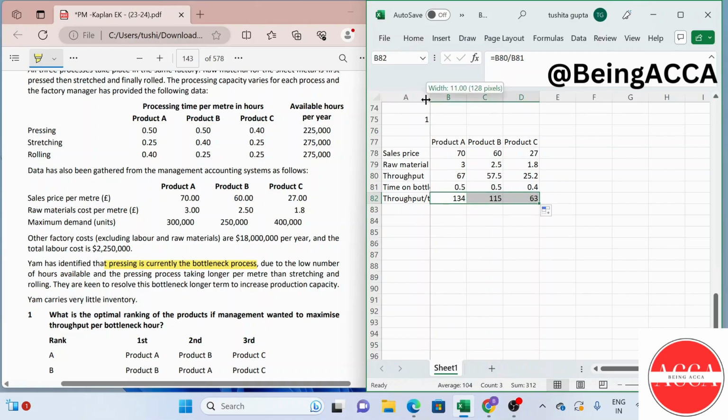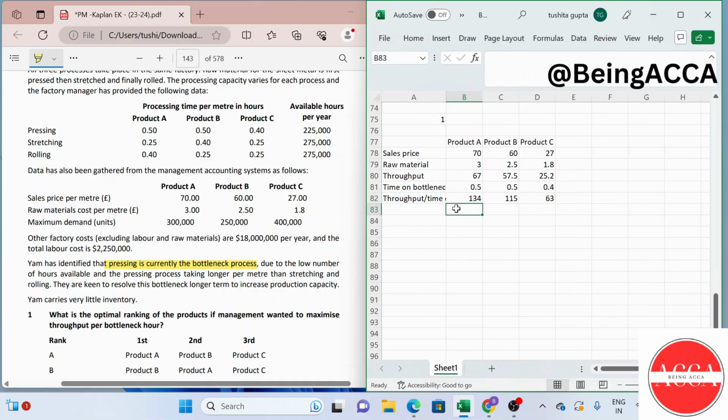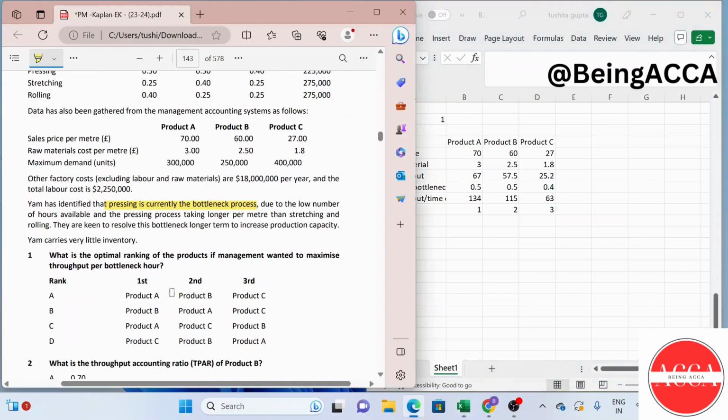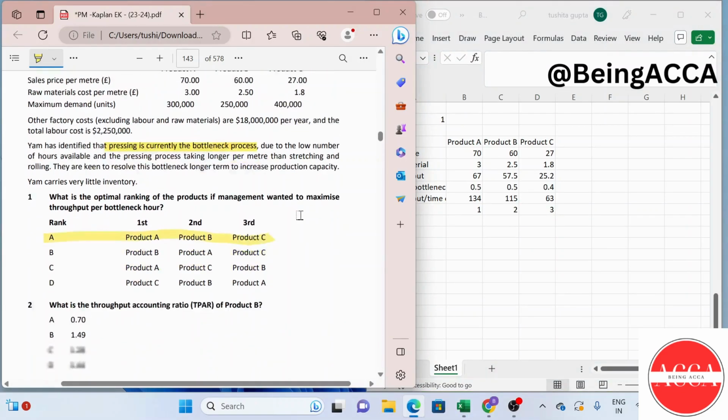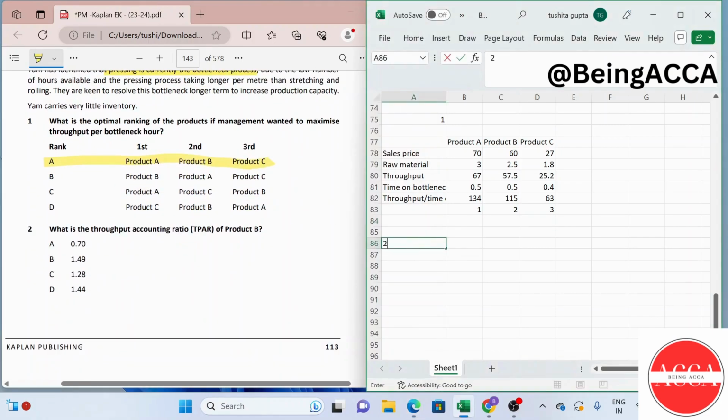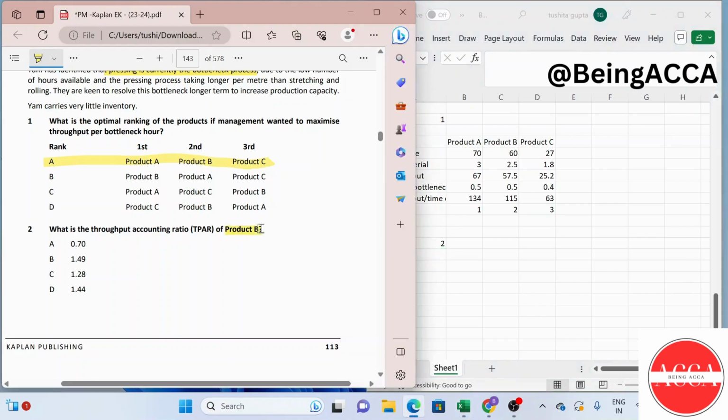Now I can rank the products, right? So the highest return that I'm getting is from product A. Then I'm getting the highest return from product B and then from product C. So my answer becomes option A, which is product A, product B and product C. Now moving on to the second question. The second question wants me to calculate the TPAR for product B. Right. So let me find out that.